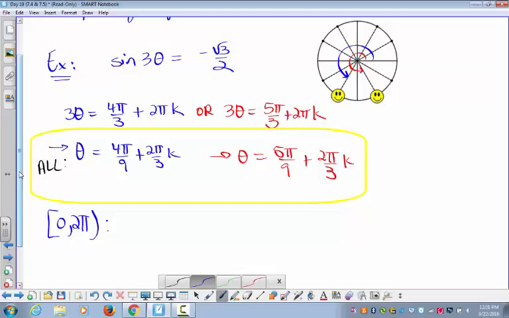So we're going to have 6 answers total. So if we see 2 answers here, and we have a 3 theta, we're going to end up having 3 times 2, or 6 answers total. So this is the trickier part.